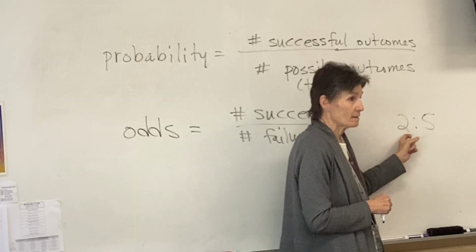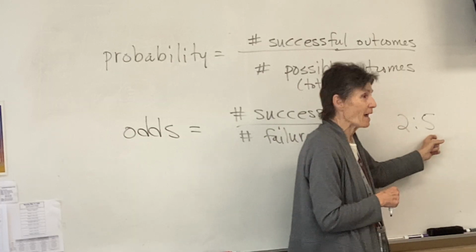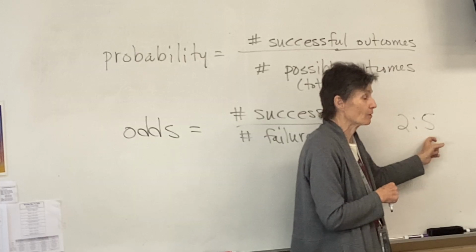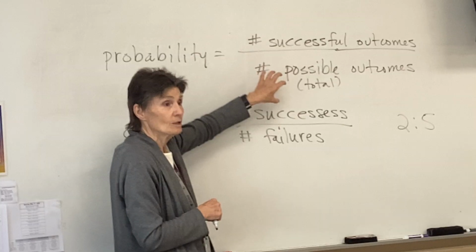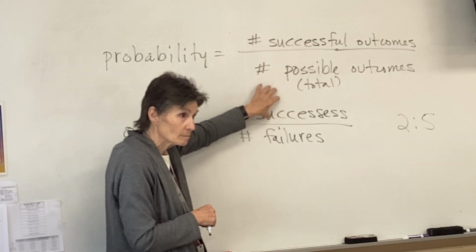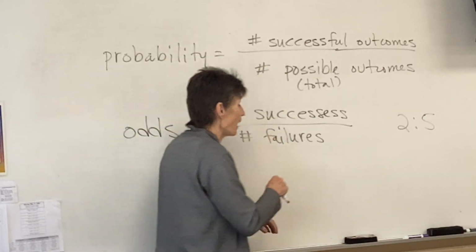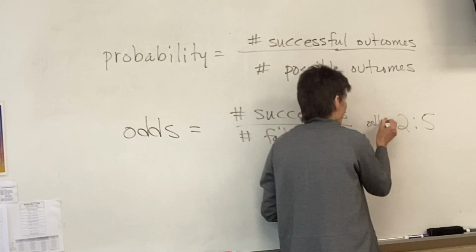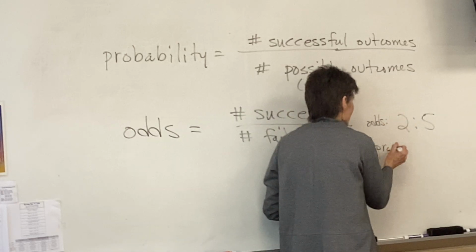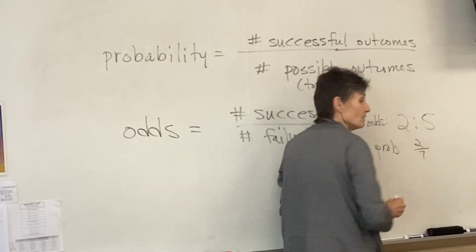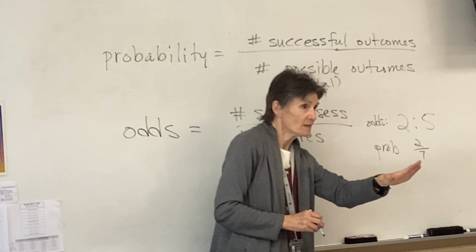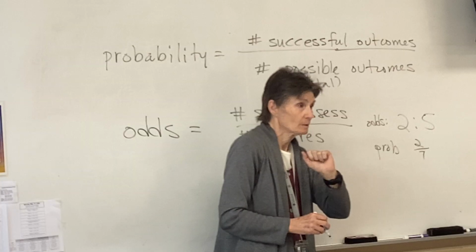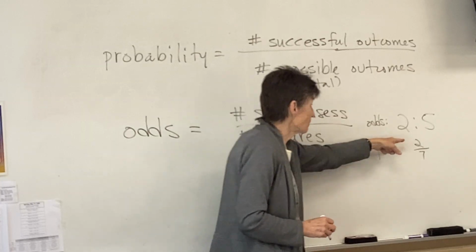This is winning, this is good, this is bad, this is success, this is failure. Probability is success over total. So if the odds are 2 to 5, the probability would be 2/7. Because 2 successes, 5 failures means 7 total, and 2 of them are successful.